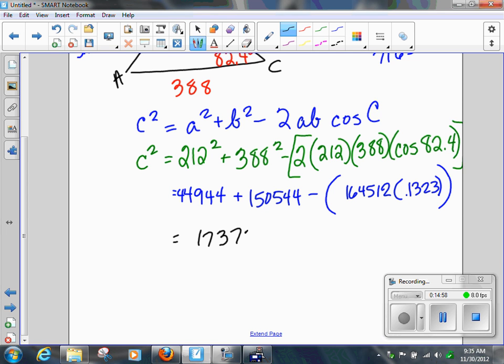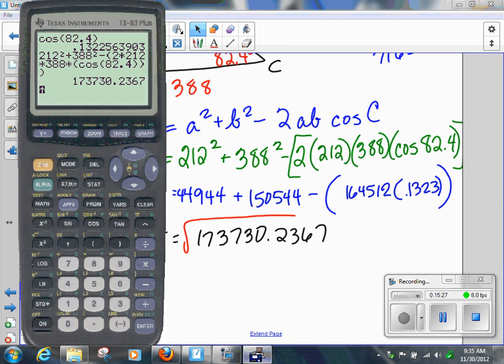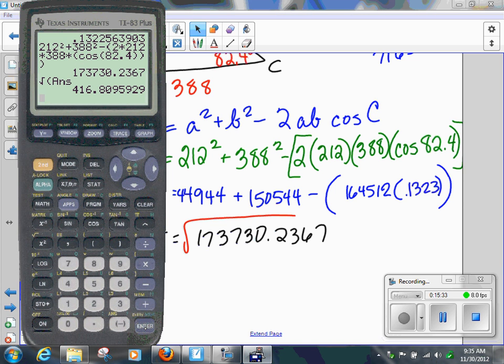173,730.2367. Now here's my thing. Do not round that number, folks. Look what we've got. That number is equal to c squared. So that's the length of my side, right? No. Wrong. What do I have to do to both sides? Take the square root of both sides. Now, do not type that whole number back in, folks. Take the square root of your answer and hit enter, because you use the fancy brackets and I just use plain old parentheses.